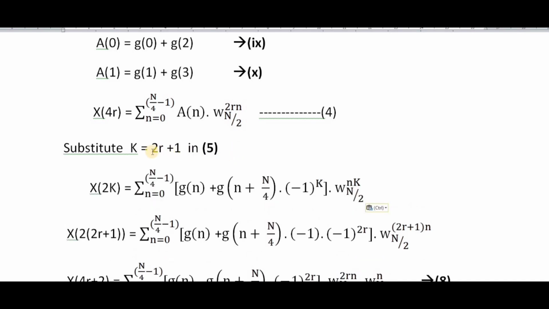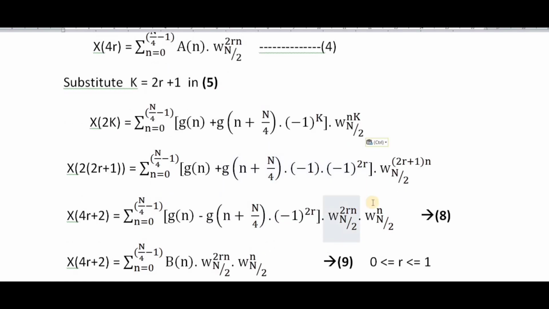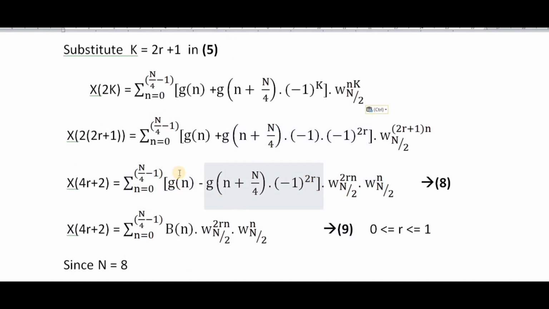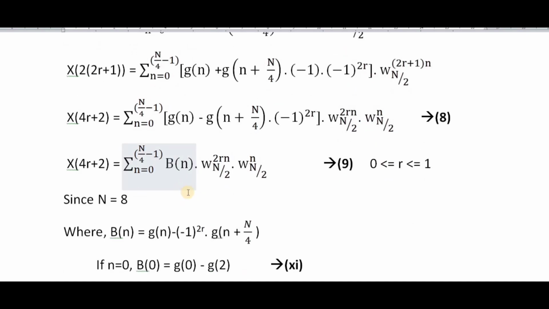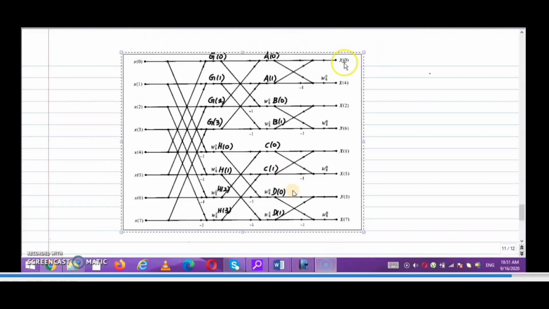In this, if you substitute k is equal to 2r plus 1, this becomes 2r plus 1. So I can write it as minus 1 of minus 1 into 2r. And this k I am going to substitute as 2r plus 1. So this entire term I am going to write as b of n, and b of n ranges from 0 to 1. So if you substitute, I will get b of 0 is equal to g of 0 minus g of 2, and b of 1 is equal to g of 1 minus g of 3. So b0 is equal to g0 minus g2, and b1 is equal to g1 minus g3.